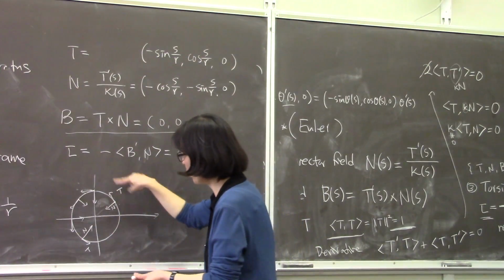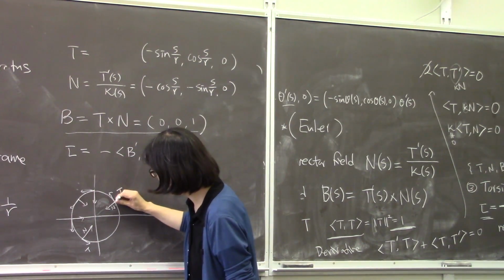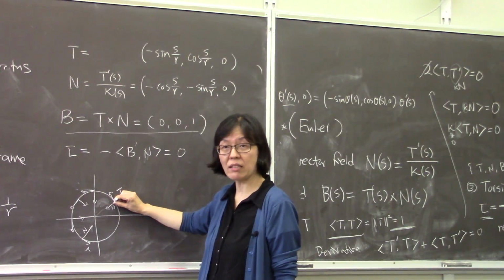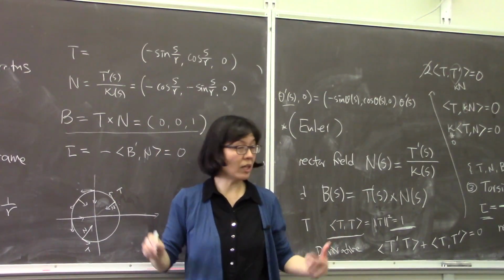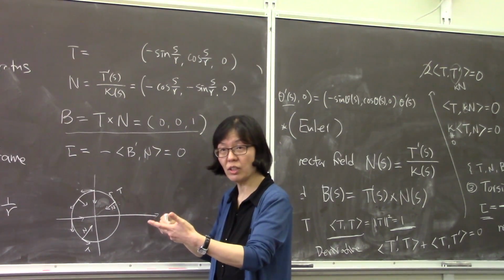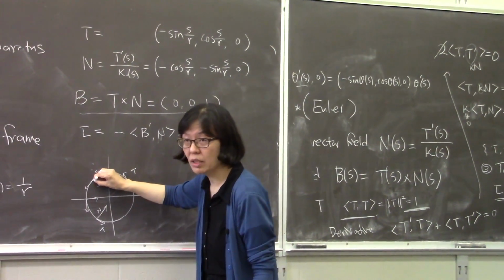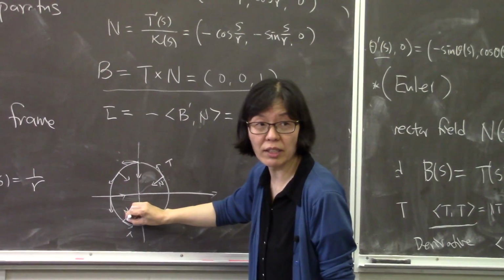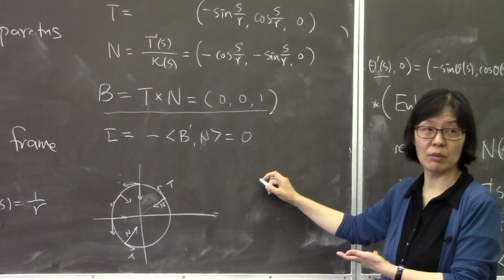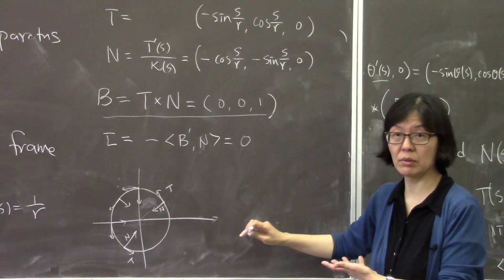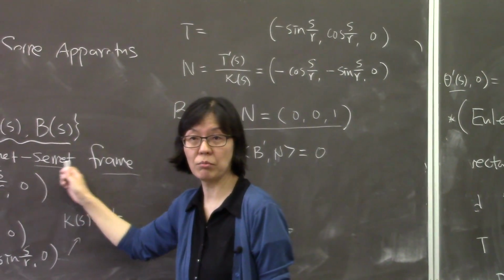So at each point of the circle, you see this is a T and B. So it plays like an XYZ axis. But the XYZ axis stays the same, it doesn't change. But along the curve, you see, T and B are changing, right? So we call T and B the moving frame because it changes along the curve. So it's a Frenet-Serret frame, so we call it a moving frame.